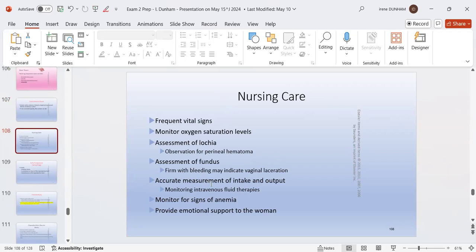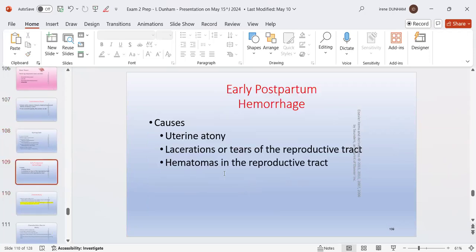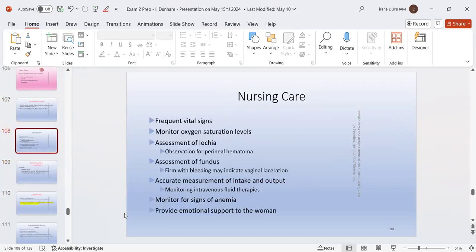And then you have your accurate measure of intake and output, of course. And then, of course, what was it? Hold on. Okay. Monitor for signs of anemia. We know how to do that. Real simple. Look inside their mouth and see if the mucous membranes are what? Are pink. Okay. And always provide emotional support to the patient. All right.